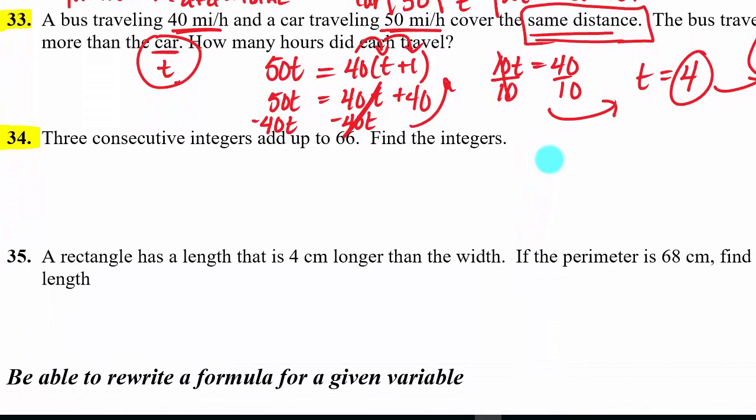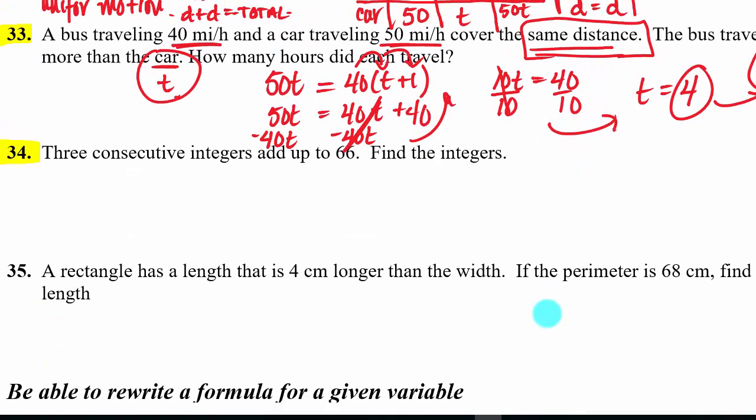All right, the last one I'm going to talk about, I think there's one last one. Nope, I got one more after this. This is a consecutive integer problem. This one says we've got 3, and in the consecutive integer problem, we know to start with our first integer and call it n. That's our first integer.